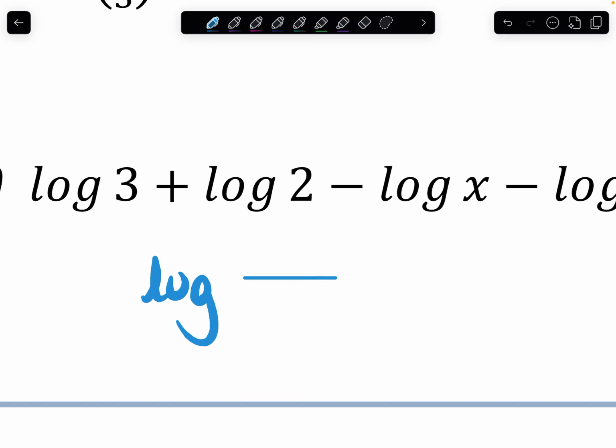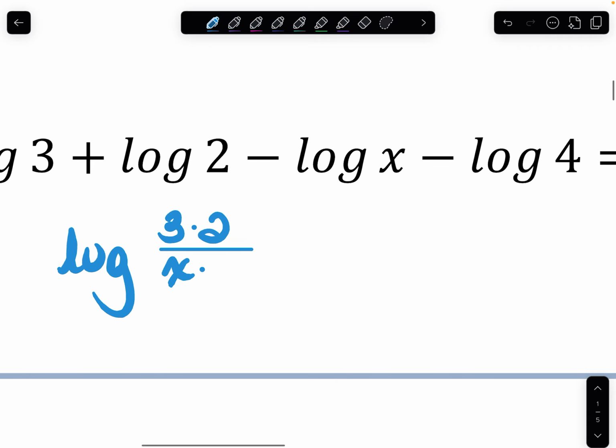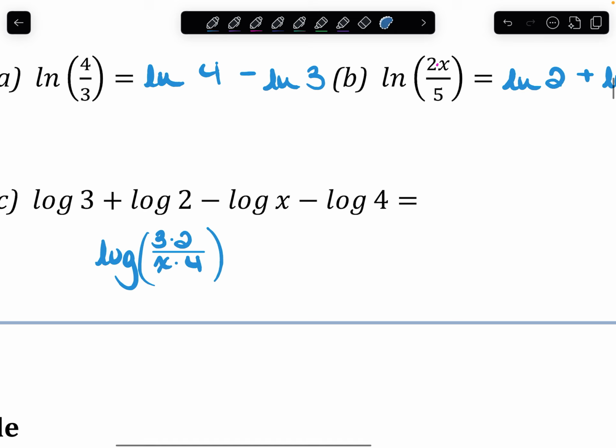All right, left to right, the 3 is at the front, so it's positive, so it's going up, times, because I hit a plus sign, the 2 also goes up. Then we hit a minus sign, so the x goes in the bottom. And then we hit another minus sign, so the 4 also goes to the bottom. So we get here. Let me scooch this over.